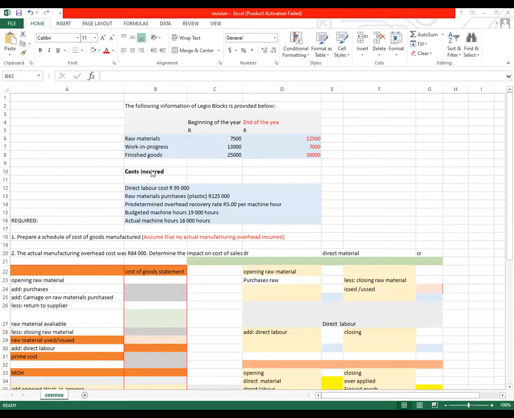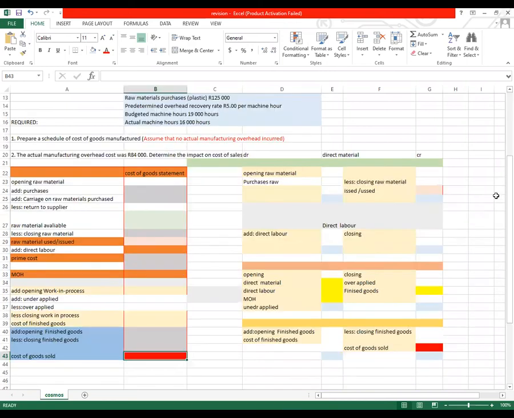If we check your information here, under cost incurred, they gave direct material, labor cost, raw material, and then POR, the predetermined overhead recovery rate. And here we have budgeted machine hours, and here we have actual machine hours. What comes into your mind, guys, before we complete our format here?